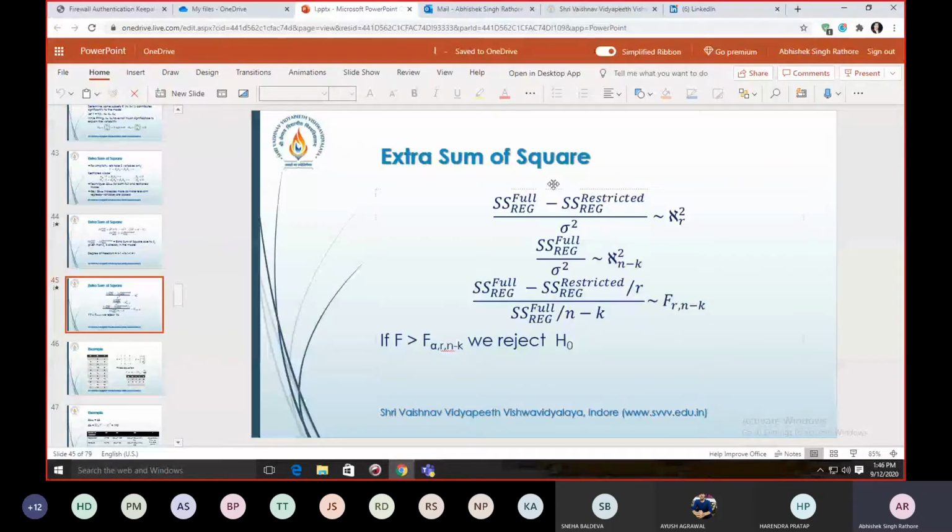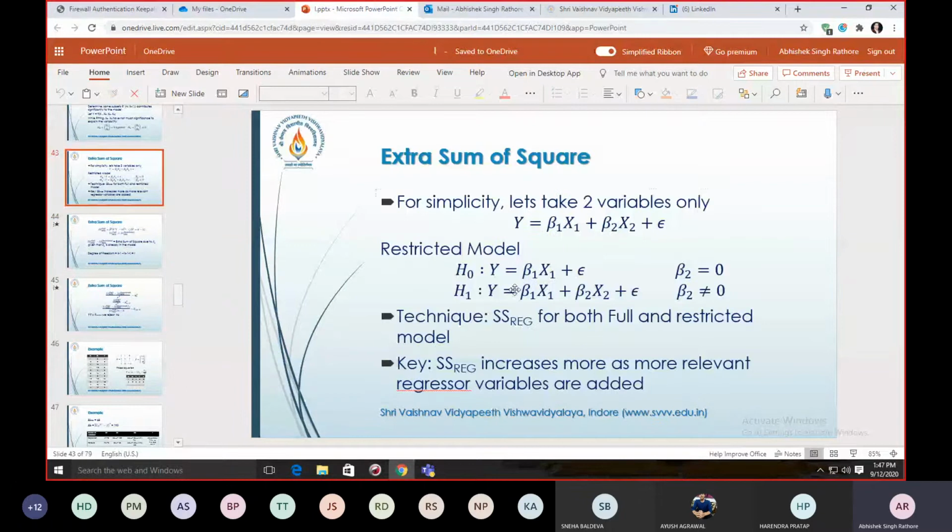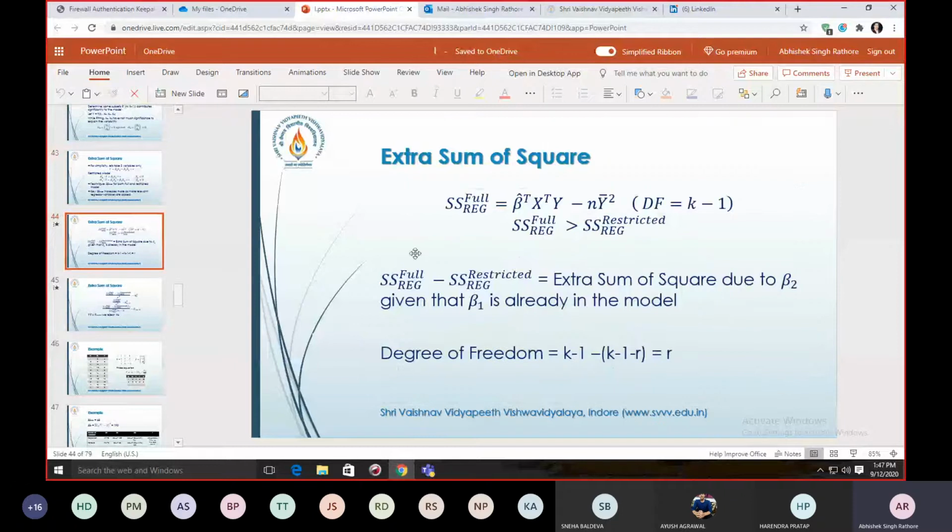So in the last classes, we checked the extra sum of squares. What we are trying to do is identify whether some attributes have a significant contribution in your model or not. So we check their contribution. The method for calculating is that we calculate the sum of squares of regression for the full model and the restricted model, and after calculating those, we calculate the extra sum of squares.